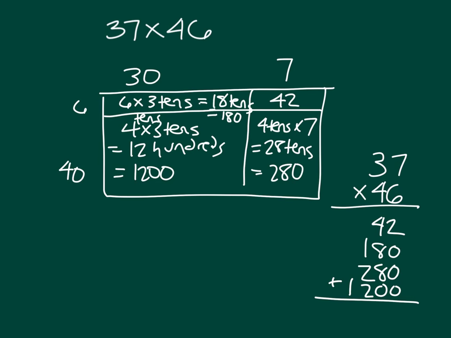Adding those together carefully, 4 plus 8 is 12, plus 8 is 20, 0, regroup the 2. 1 plus 2 is 3, plus 2 is 5, plus 2 is 7. I get the number 1,702. Read the whole equation with me. 37 times 46 equals 1,702.